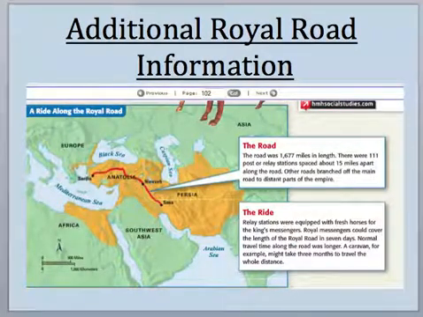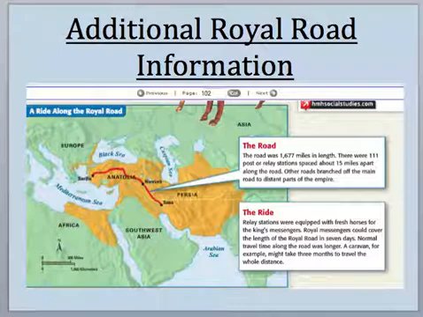Here's a little graphic that I have. I'll read this for you about the Royal Road. The road was, I said 1,600, it's actually 1,677 miles in length. There were 111 post or relay stations spaced about 15 miles apart along the road. Other roads branched off the main roads to distant parts of the empire. In class, that's exactly what I was thinking of when I said a major interstate system, where interstates would then break out into smaller highways, then possibly parkways, and then of course the local streets that you guys are probably more familiar with.